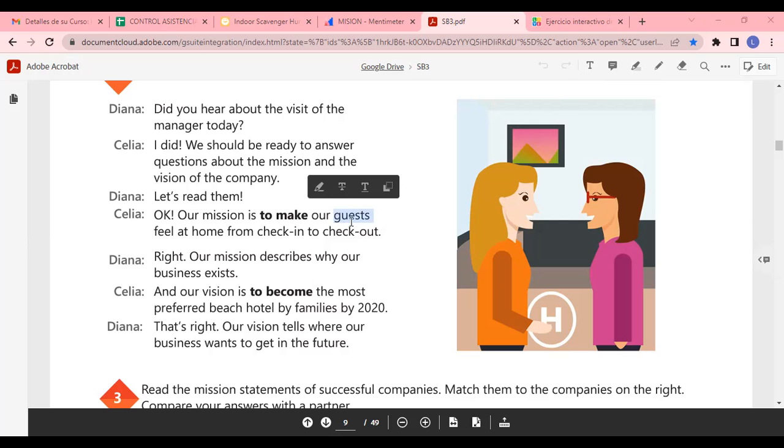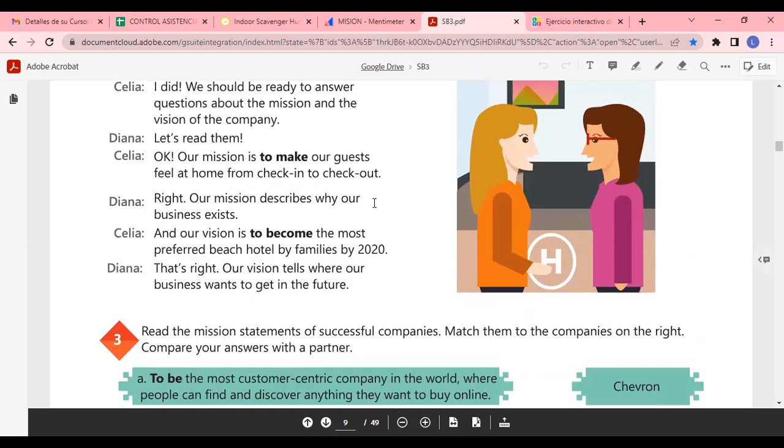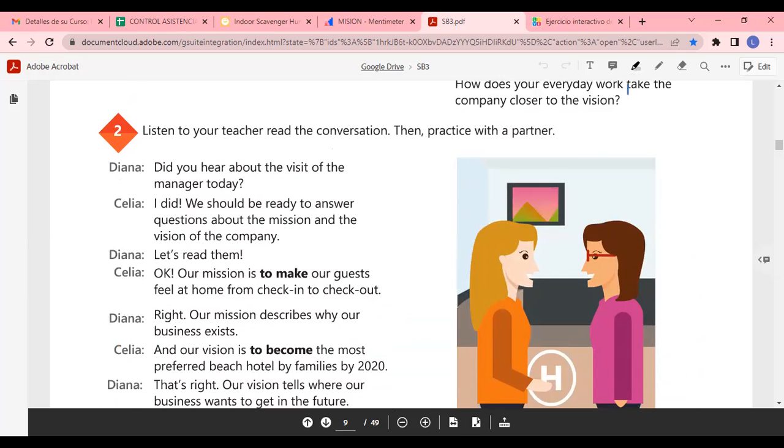Very good, thank you. This is guest, okay? Guest, invitados, o también en este caso, si se pudieron dar cuenta, este es como un tipo hotel, en este caso serían los huéspedes, okay? And as you can see here, they have a mission and they have their vision very, very in mind, okay?